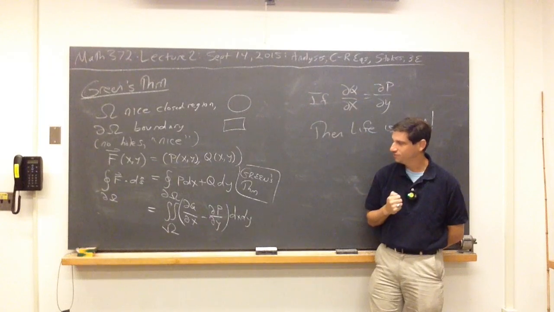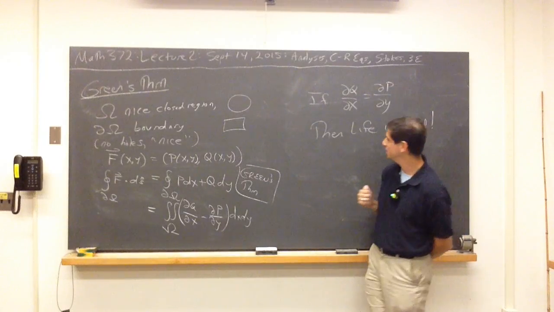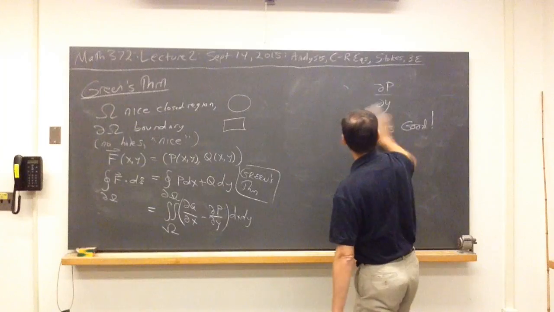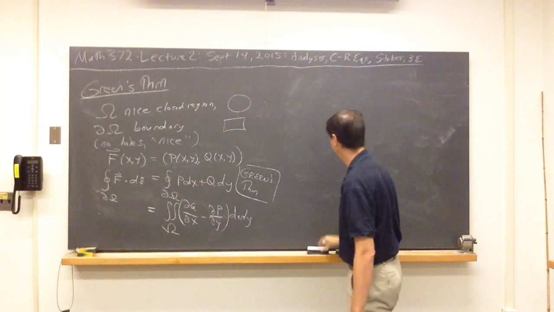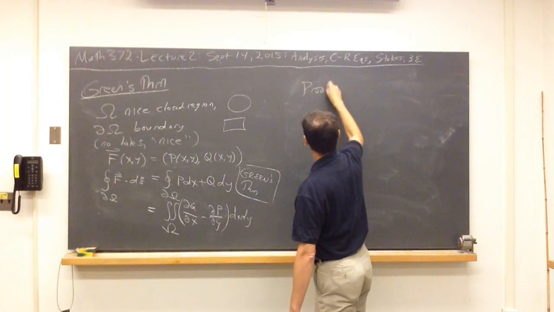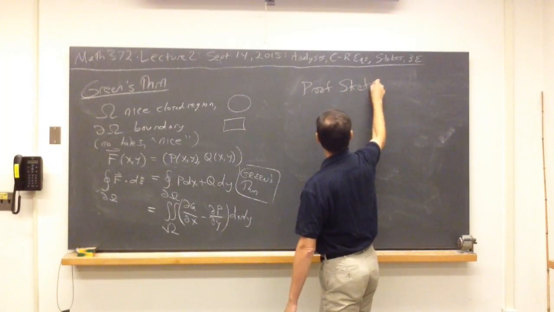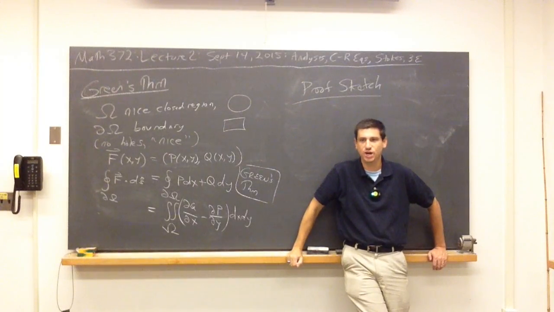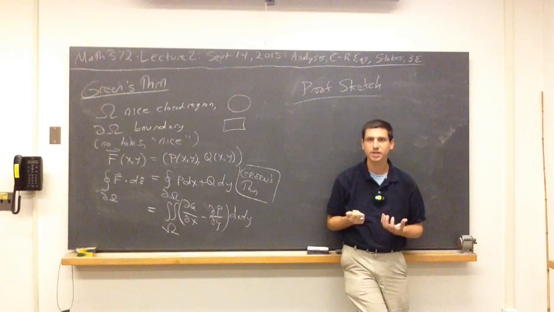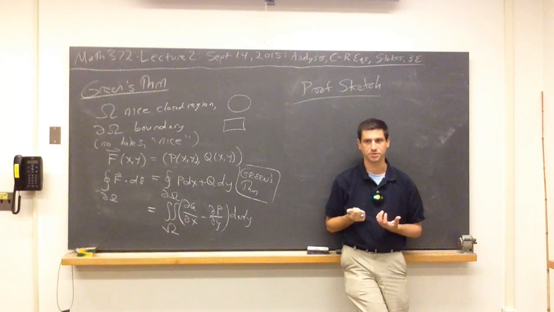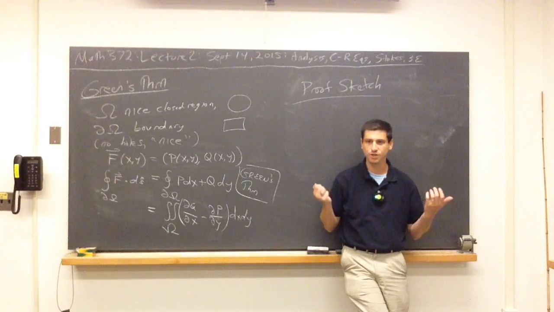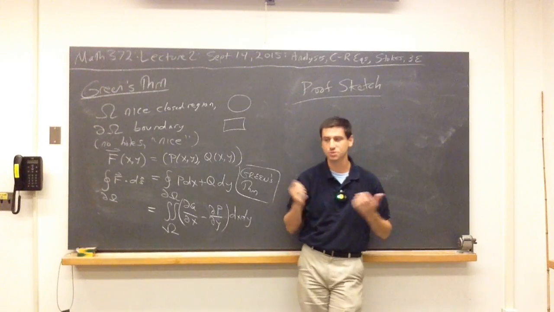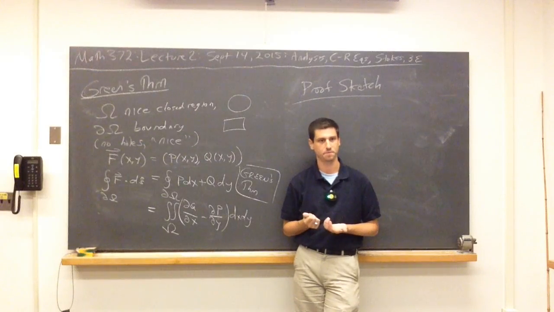Does anybody remember a proof of Green's theorem? I will quickly sketch a proof. I don't want to go into too much detail, but proof sketch. So the reason I want to sketch the proof is it allows me to highlight a really good idea. You want to break up a complicated problem into simpler problems. So if I give you a general region, I want to break the region up into a lot of smaller regions where the problem is easier.